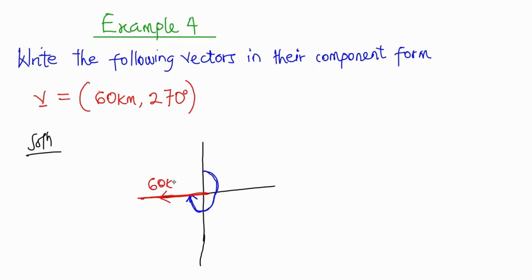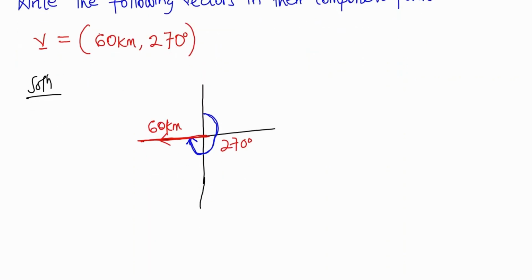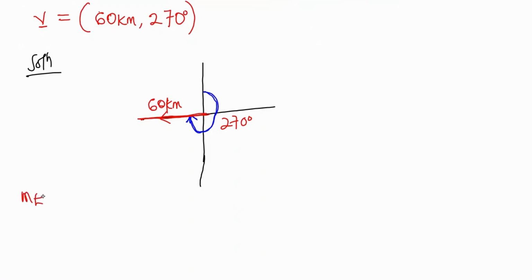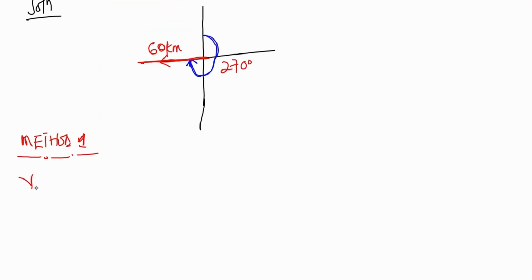60 kilometers. That is the magnitude of the vector, knowing that the whole of this side is the 270 degrees. So we are going to apply method 1 in getting this. So method 1. So in method 1 we are seeing that, alright, so let's write it nice so that we can all see. So method 1, we are saying that v is equal to, so we have here r sine of alpha, r cos of alpha.